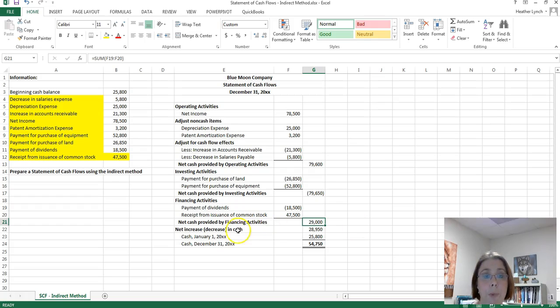Okay, so this just gives you a nice broad idea of the statement of cash flows using the indirect method. I did not pick on some of the accounts that we've already learned at this point, but I want you to get an idea of what to expect.